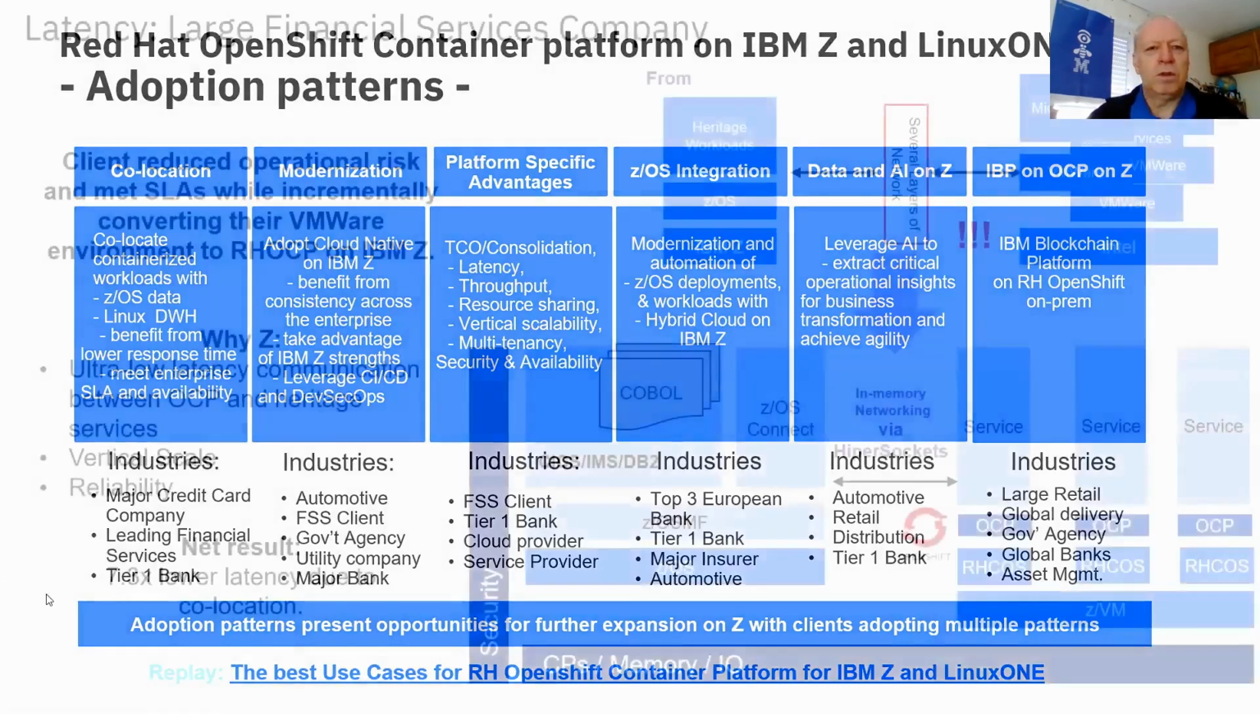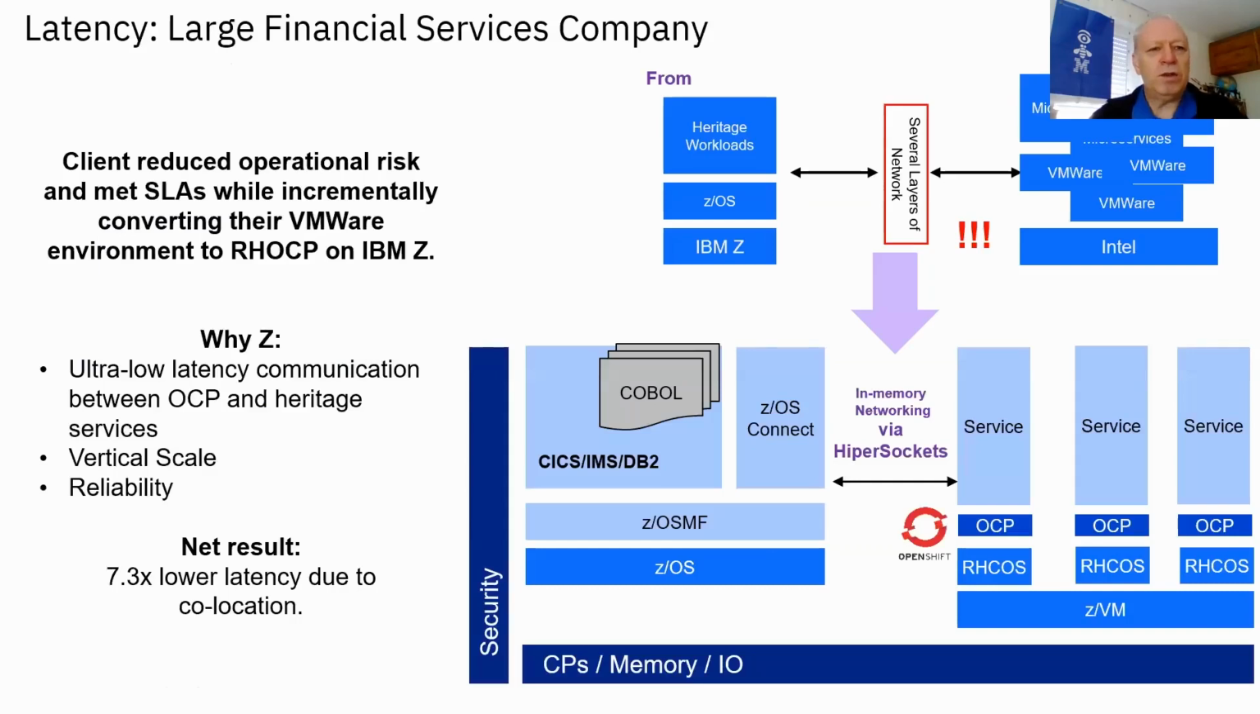Now, two examples here. One, reducing operational costs, just converting from a VMware environment into OpenShift on Z. And if you're looking at bringing workloads from an Intel perspective onto Z, next to the data or the services that are on z/OS, with in-memory network communication through HiperSockets or even through shared cards, the latency got down. So they have a big advantage here with over 7x lower latency due to colocation.